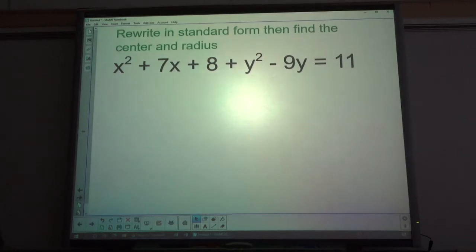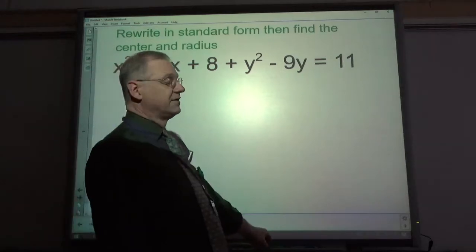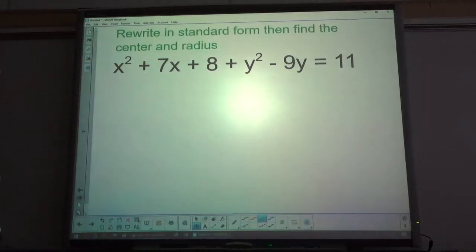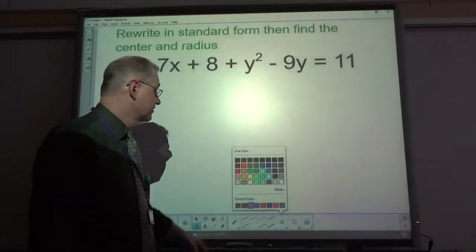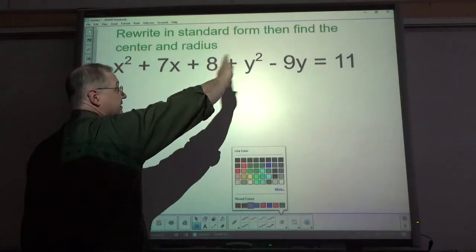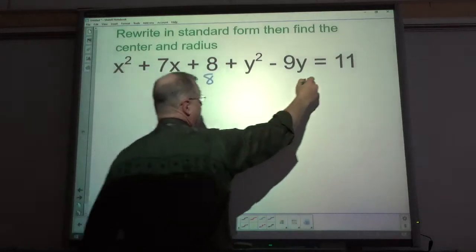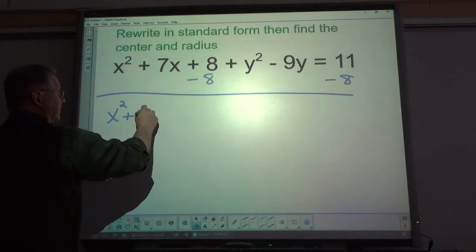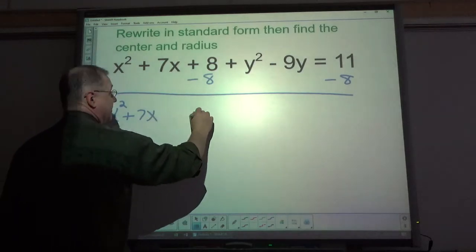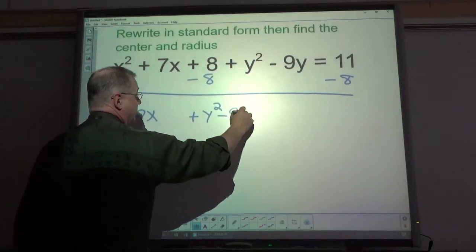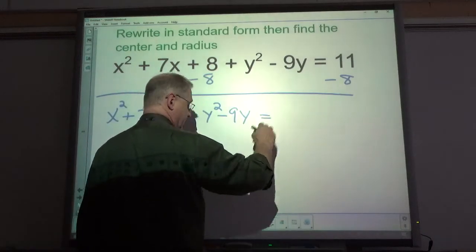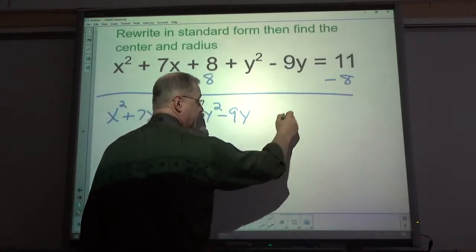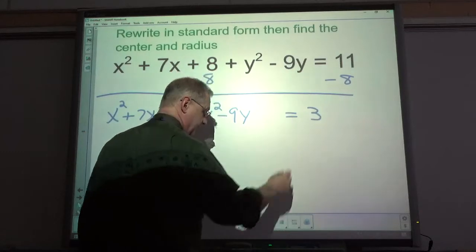This one's a little tricky, so I don't expect you to do it on your own, but if you think you're ready for it, give it a try. Alright, so the first thing I'm going to do in this problem is take this 8 and get it on the other side. X squared plus 7x, leave a gap, plus y squared minus 9y, leave a gap, equals 3.